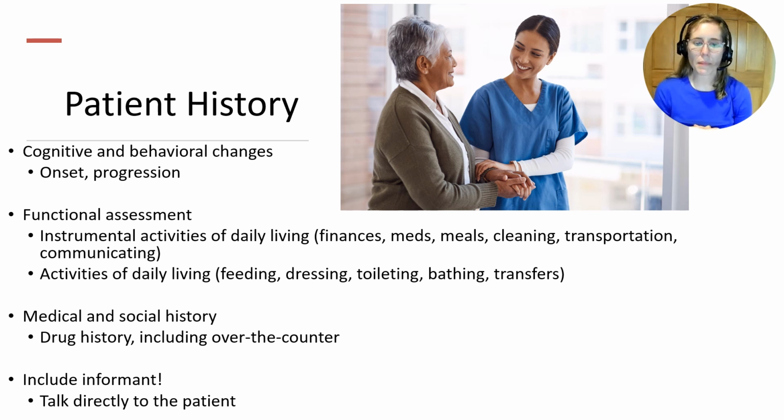I do just want to make a simple communication 101 note here, though, that when someone is presenting to talk about memory issues, or if you're asking someone about memory issues, as much as possible, talk directly to the individual or to the patient and include the informant on the side as an adjunct and have them chime in as necessary, but really remember that the patient is who you really want to be gathering information from.